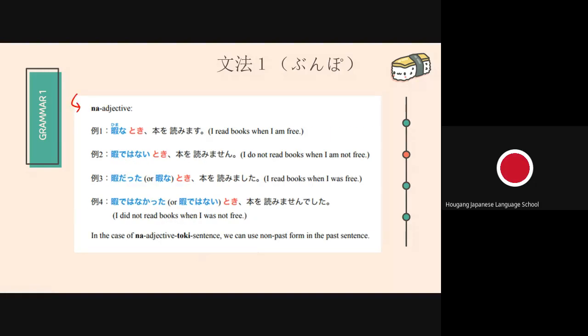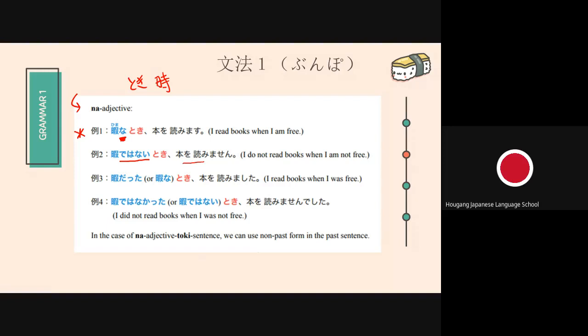Right. Na adjectives are exactly the same, so I don't need to repeat really, except hima na toki. You must have the na here. It's just a rule. Technically, toki is a noun, as in 时 or 时候, like 有空的时候. So you need to have a na here. Just remember you must have a na for na adjectives. Hima dewa nai toki, we're not free.